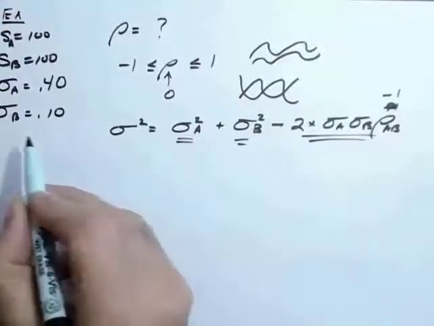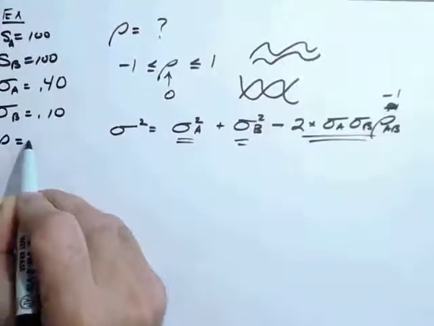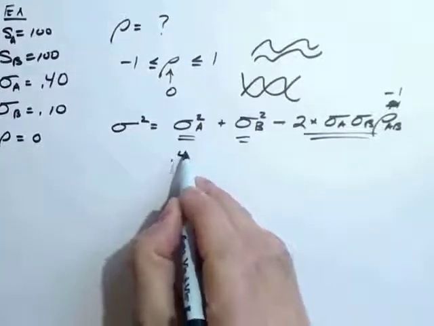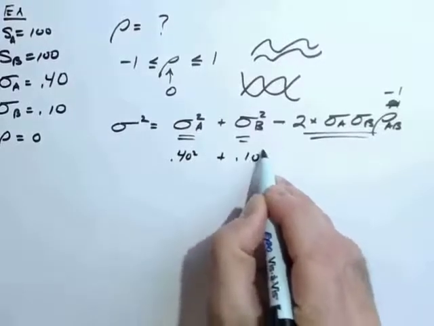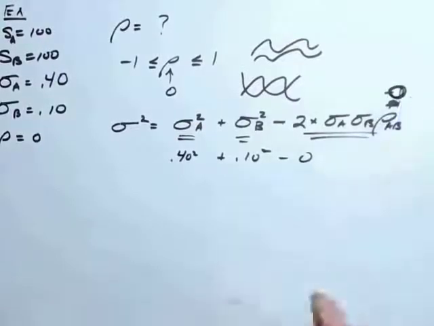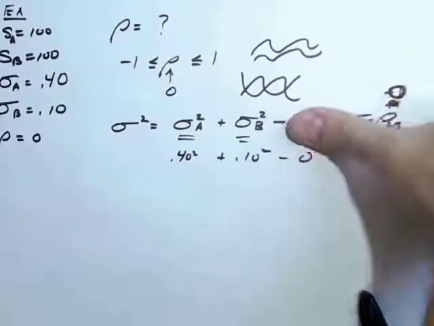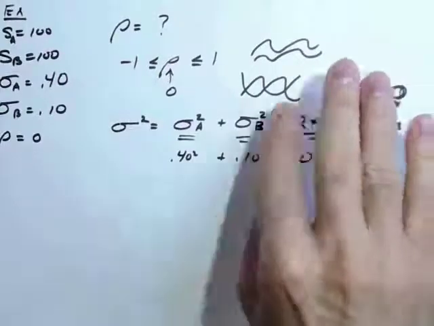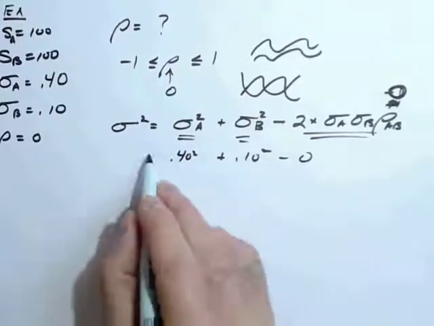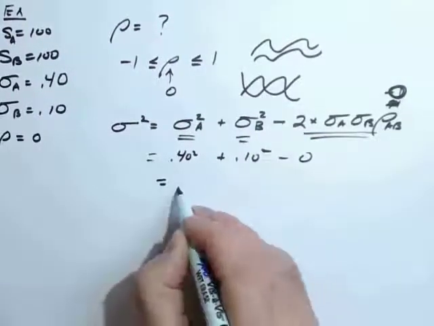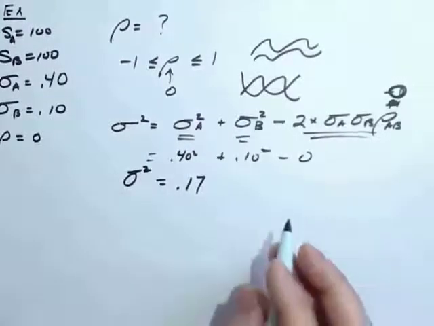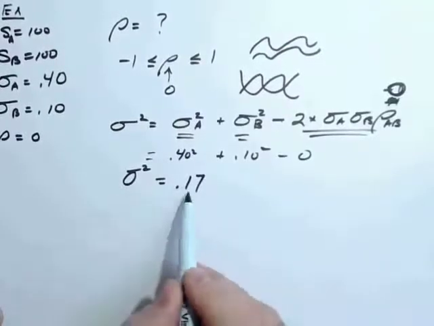We're going to assume in this problem rho equals 0. And if rho equals 0, that means we're going to take 0.40 squared plus 0.10 squared minus 0, because if this is independent, this whole term drops off right here. All you're left with is the variance of A plus the variance of B, because they're not interacting. And this turns out to be 0.17. Okay, that's the variance.